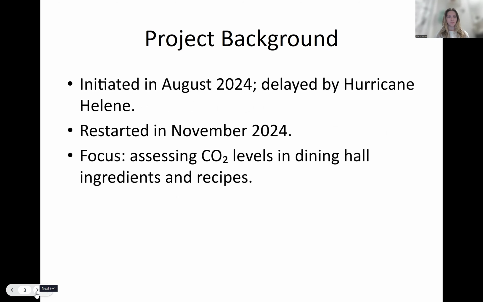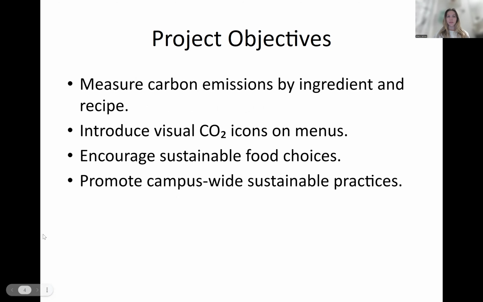Some project objectives are to measure carbon emissions by ingredient and recipe, introduce visual CO2 icons on the menus, encourage sustainable food choices, and promote campus-wide sustainable food practices.